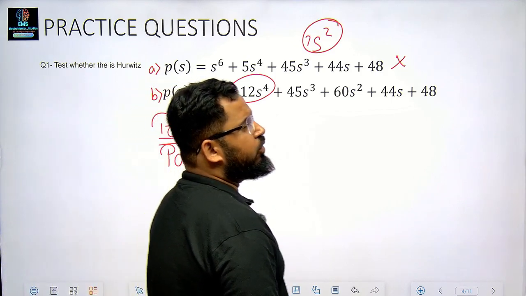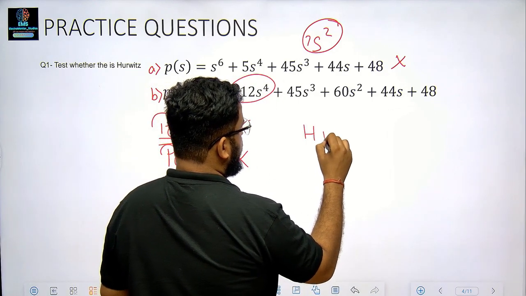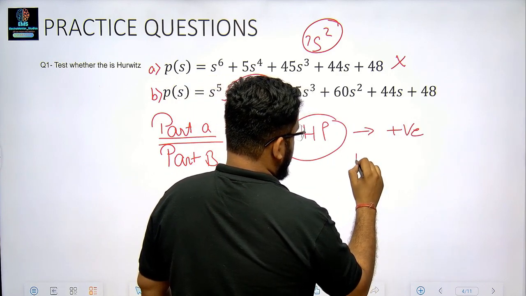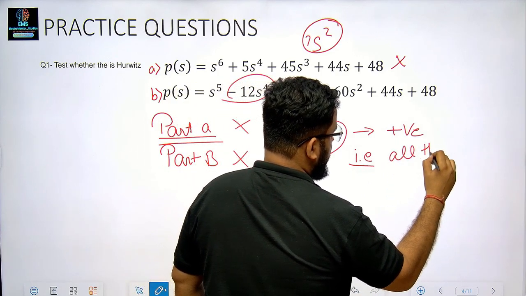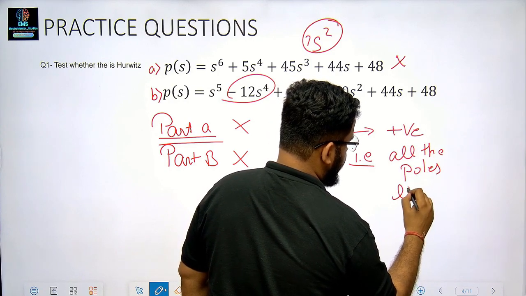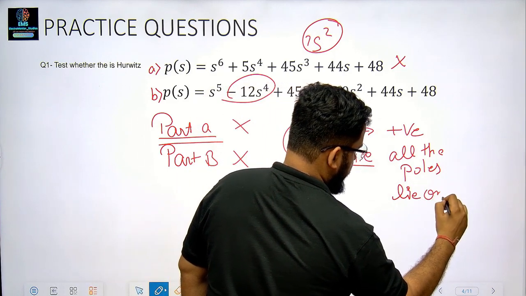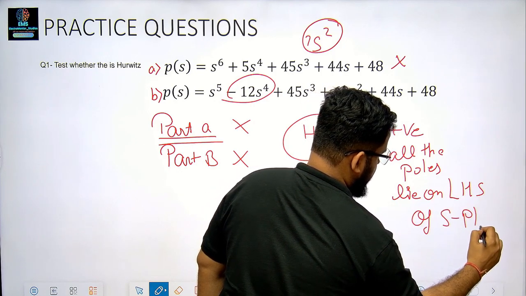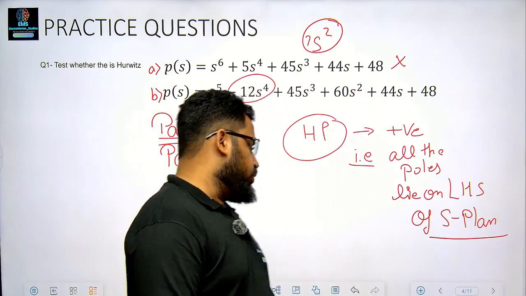So what exactly is the Hurwitz polynomial telling us? What a Hurwitz polynomial is trying to tell me is that if all the coefficients are positive, that is, all the poles lie on the left hand side of the S plane. That means all the poles are stable poles.